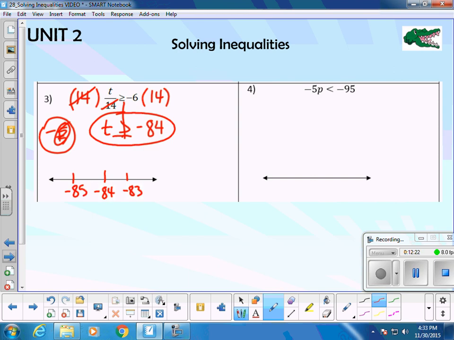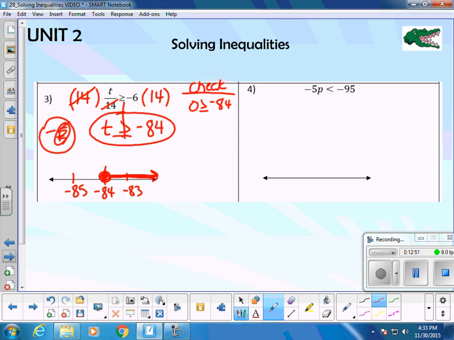Okay, when you're graphing, you don't have to write all the numbers. You just have to write enough that I can see that you know which direction it's going in. So t is greater than or equal to, which means it's a solid, since it could be equal to -84. And it's greater than, so it goes to the right. Now let's think of a number that's bigger than -84. Well, 0 works. 0 is greater than or equal to -84.